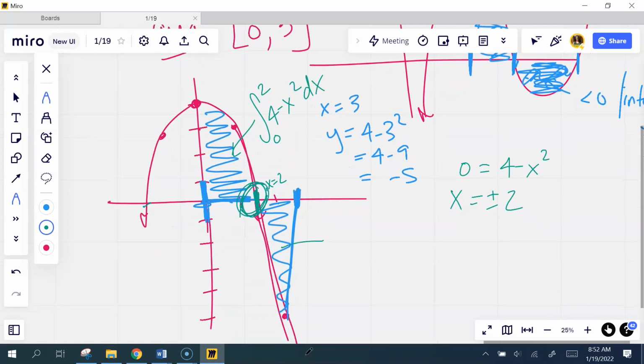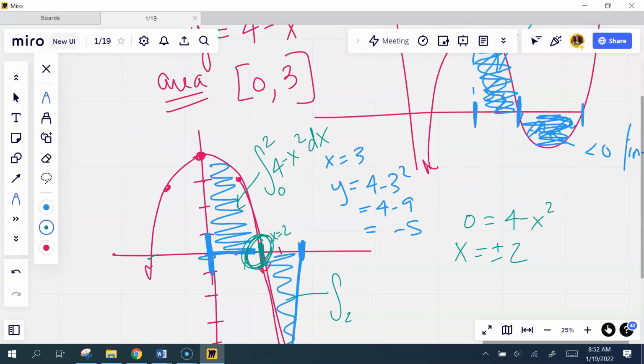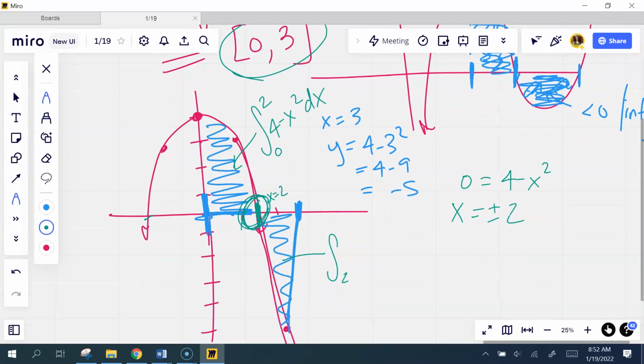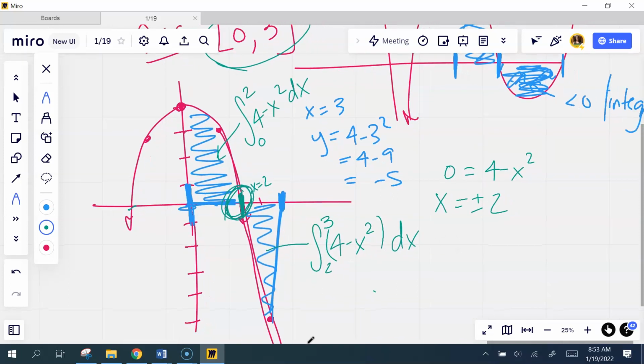What about this one? 2 to what? 3. I'm going from 0 to 3, right? So from 2 to 3 of the same equation. This one, I know it's going to have negative area, or negative integral. So I'm either going to subtract it, or I'm going to know that I need to take the absolute value, whatever you need to do to understand what is happening here.